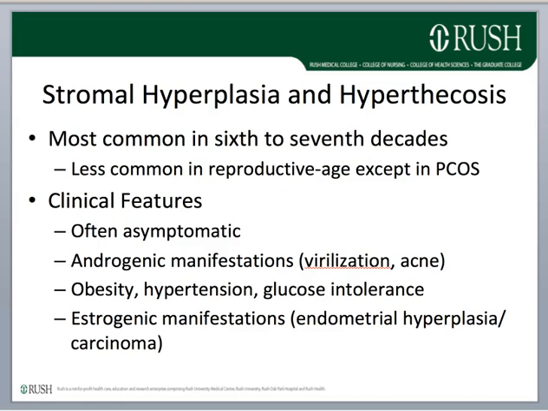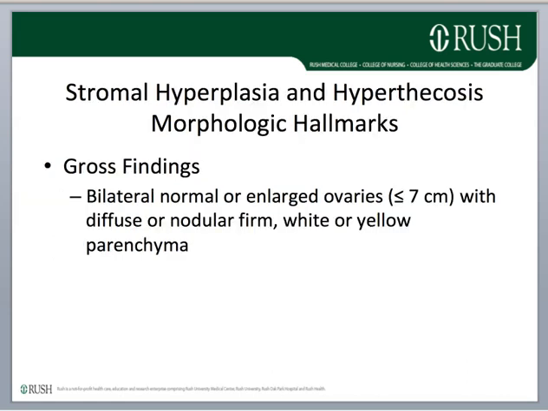These patients are characteristically virilized, obese, hypertensive, and hyperinsulinemic. Some patients with hyperthecosis have estrogenic manifestations, such as endometrial hyperplasia or even well-differentiated carcinoma. Grossly, stromal hyperplasia and stromal hyperthecosis are typically bilateral and may be associated with normal-sized or more frequently enlarged ovaries, which have a diffuse or nodular, firm, white to yellow cut surface.